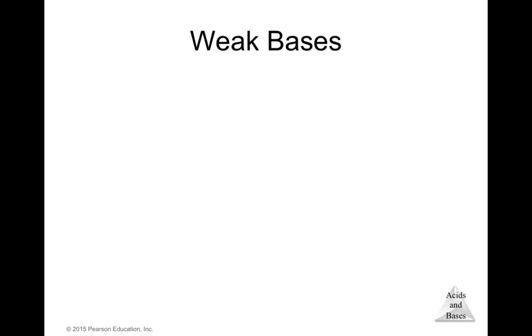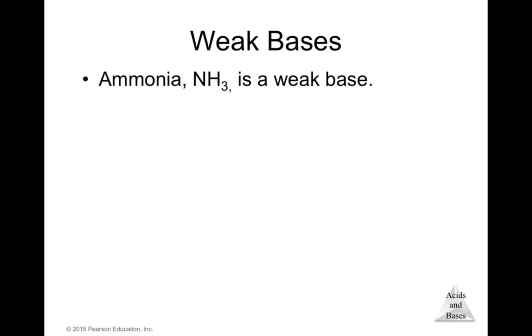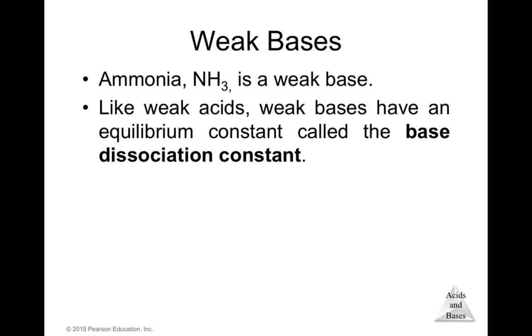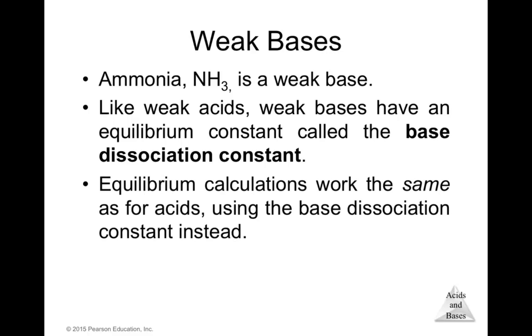So, what is a weak base? Ammonia, NH3, is a weak base. Like weak acids, weak bases have an equilibrium constant called the base dissociation constant. This is Kb. The equilibrium calculation works the same as for an acid, using the base dissociation constant instead.